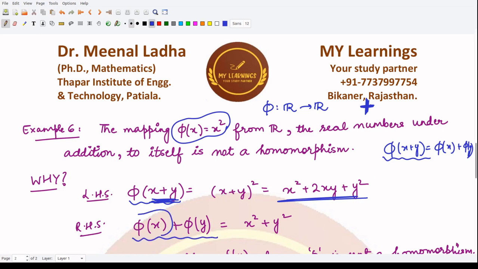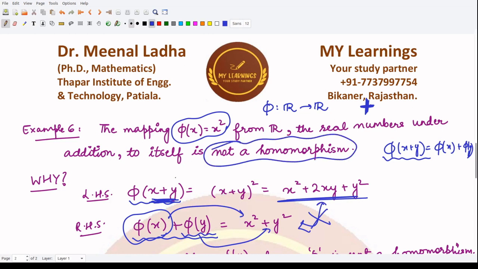When you open up phi of x, you would have x square. When you open up phi of y, by definition it would be y square. So you see, both of them are not equal to each other. Hence, we do not have a homomorphism in this case. This does not form a homomorphism under addition, correct?